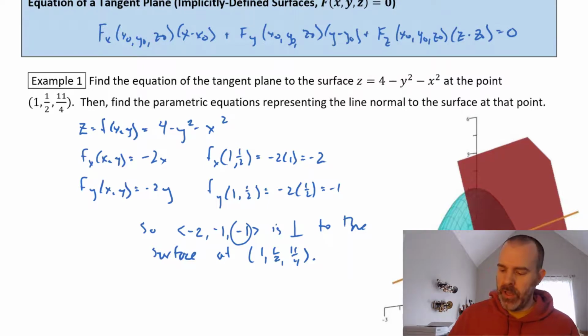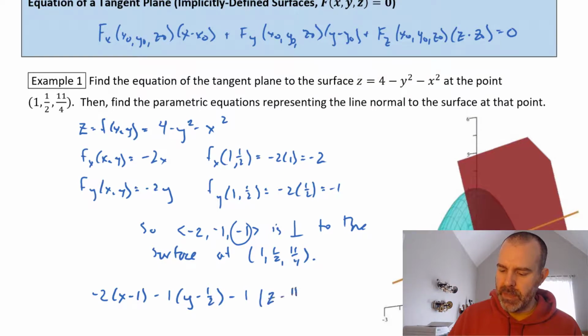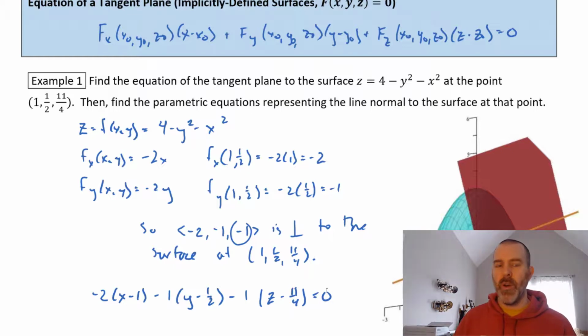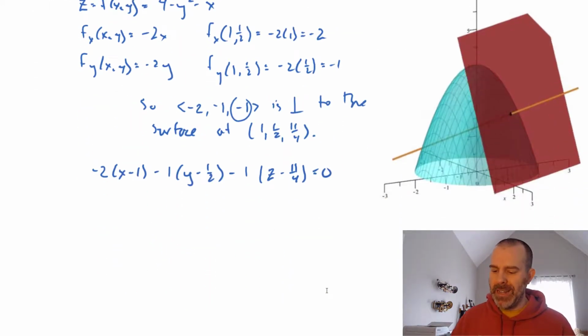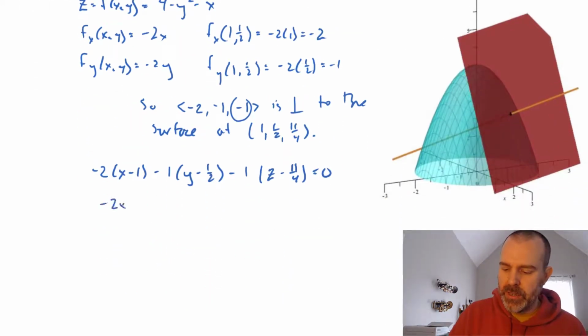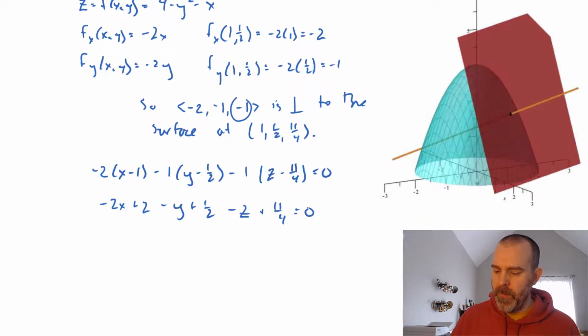We would say -2 times x minus 1, minus 1 times y minus 1/2, and then always -1 times z minus 11/4. That's our tangent plane equal to 0. Let's go ahead and clean that up a little bit, just make it look a little bit nicer. -2x plus 2 minus y plus 1/2 minus z plus 11/4 equals 0.